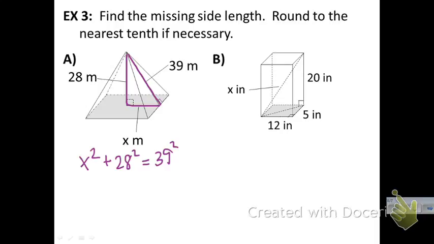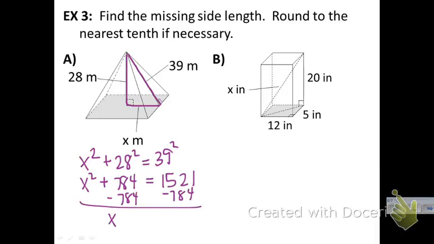So we're going to square the 28, which is 784, square the 39, which is 1,521, and then from here you're going to subtract 784, which is 737, and then we'll take the square root of that. And then it gives us 27.14, so that will stay at 27.1, and then we would add meters to it.